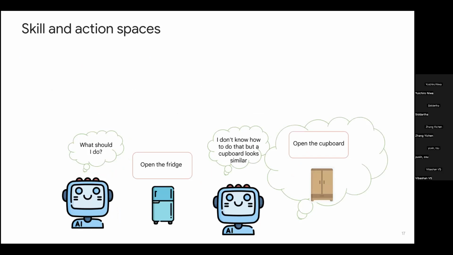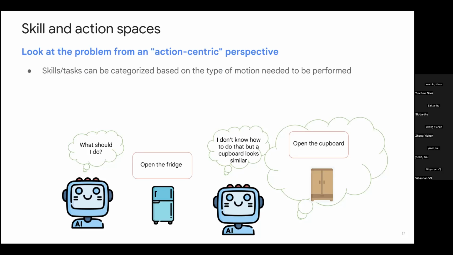Lastly, this is the most exciting direction for me at least: skill and action spaces. How about we take a closer look at the connection between skills and action spaces? So, skill learning through an action-centric perspective, basically. If you think of different skills and the way you do different things in the world, skills can be categorized based on the motion you need to complete them. For instance, if you open a fridge and open a cupboard, you have the same motion, but in pixel space, these things would look very different.